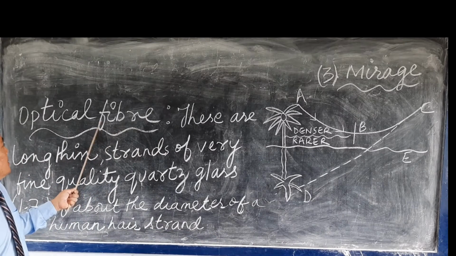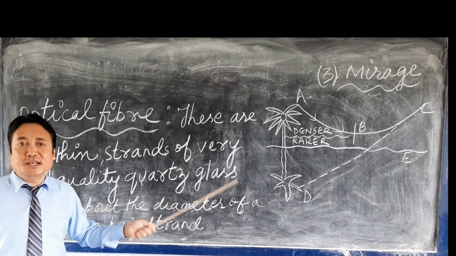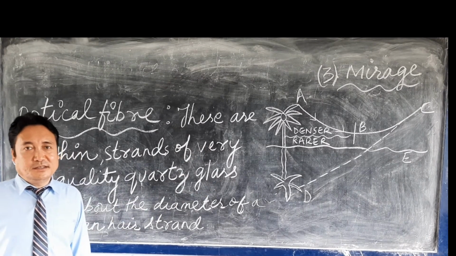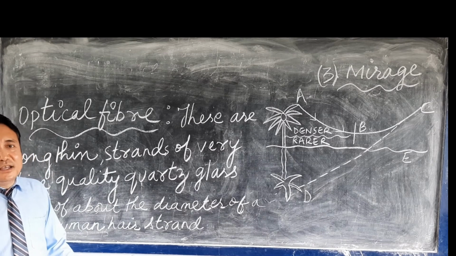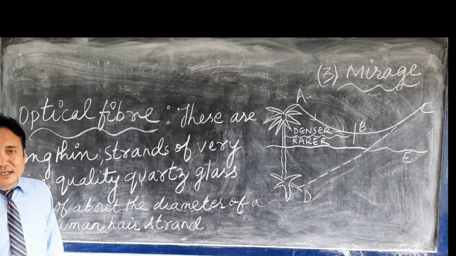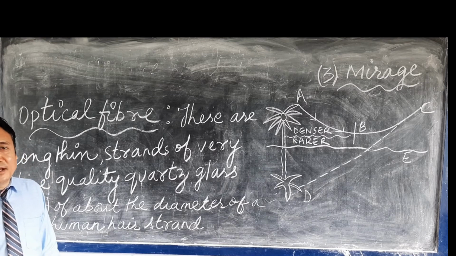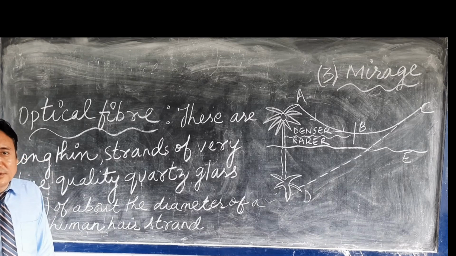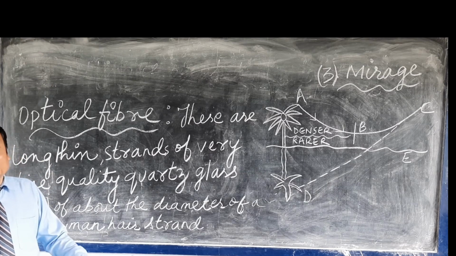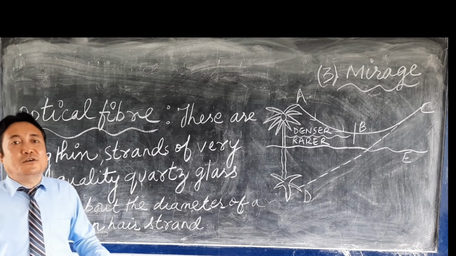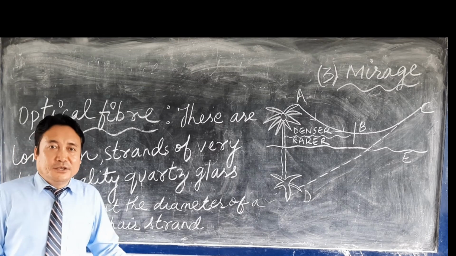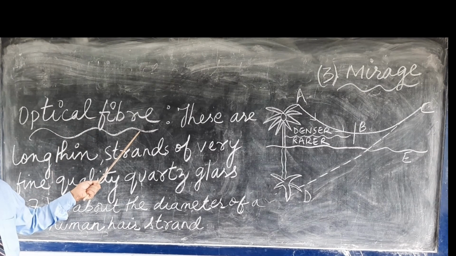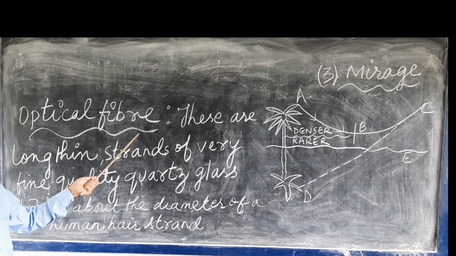Now these optical fibers are especially used in telecommunication, in transmitting light. They are also used in medical science, for medical purposes, to make the endoscope. Endoscopes are instruments which are used to see the internal organs, and they are made up of optical fiber. So these are the uses of optical fiber.